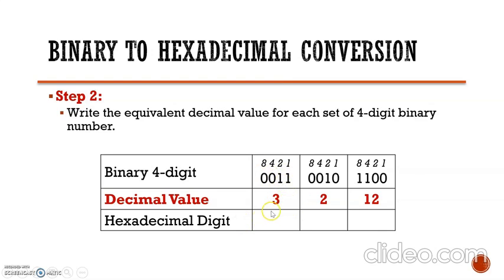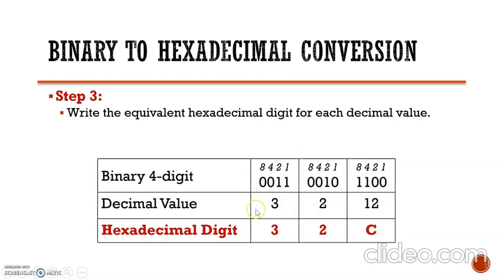Next, you are going to write the hexadecimal digit which is equivalent to the decimal value in the second row. For decimal value 3, the hexadecimal digit is also 3.